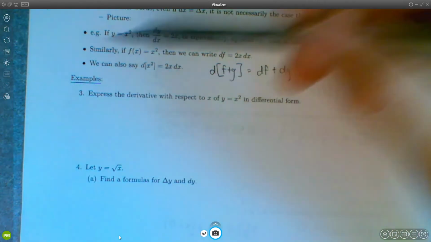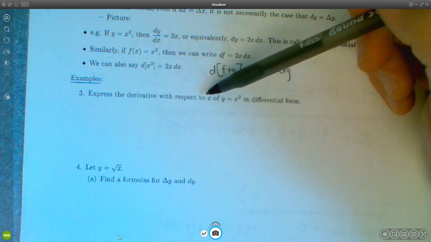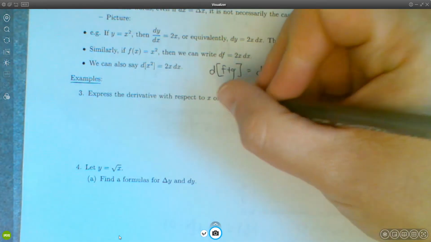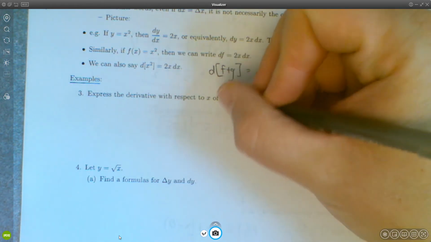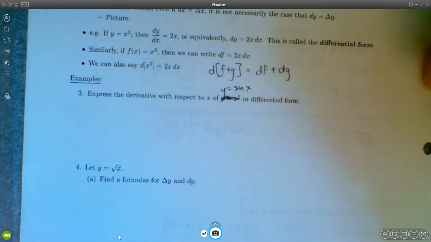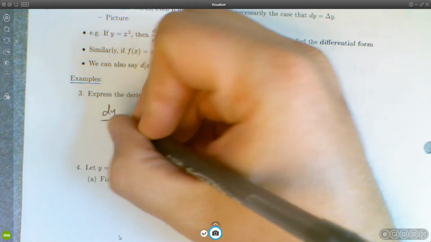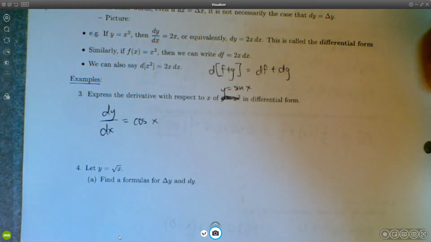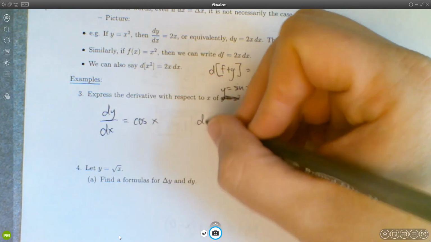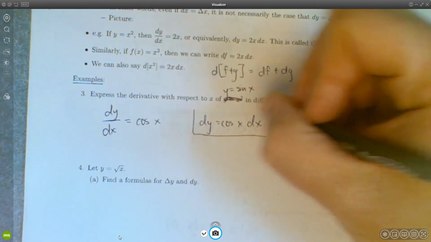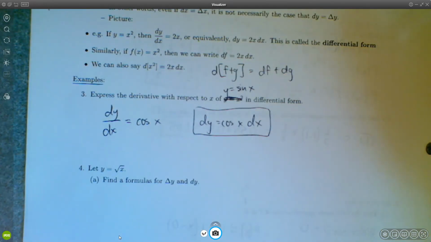But anyway, let's give you another example. Let's express the derivative with respect to x of y equals x squared in differential form. Oh, we've already done that. Let's do it for y equals sine x, let's say. So the way that we've been writing it is like this: dy/dx would be cosine x, right? So in differential form, it would be dy equals cosine x dx, right? There's the differential form of the same thing.